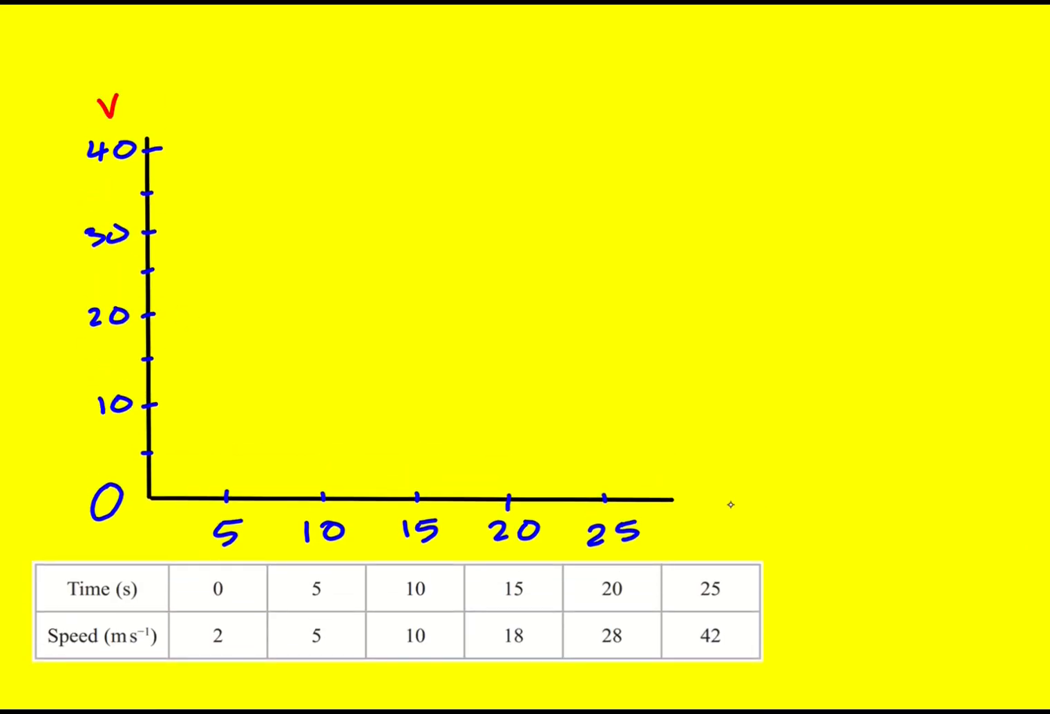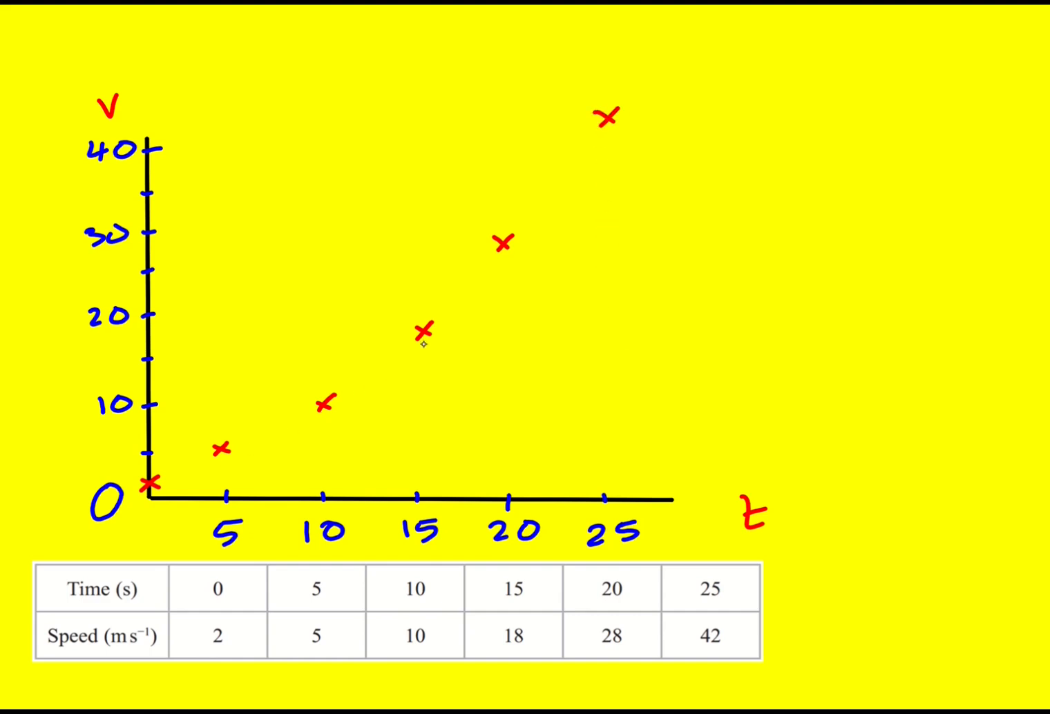I use V for speed and T for time. It doesn't have to be perfect. Okay, this is just one I prepared earlier. So I've got 0, 2, 5, 5, 10, 10, 15, 18, maybe about here, 20, 28, and 25, 42.